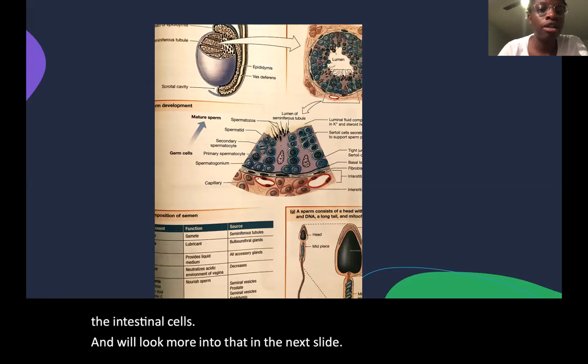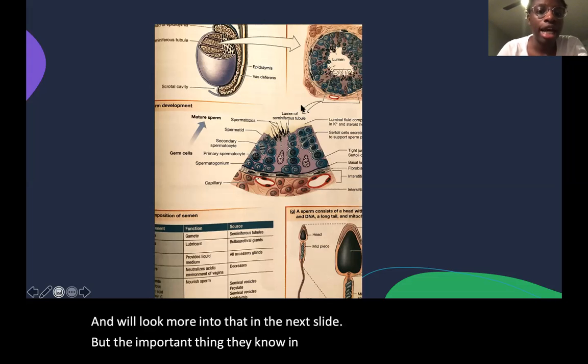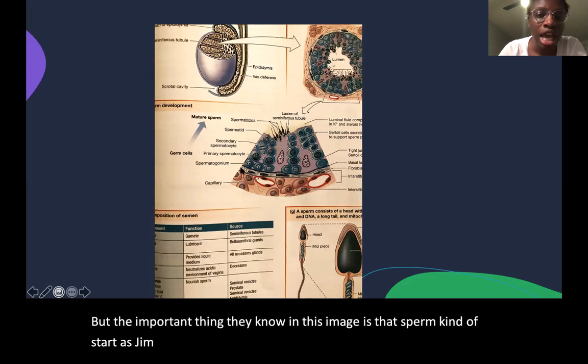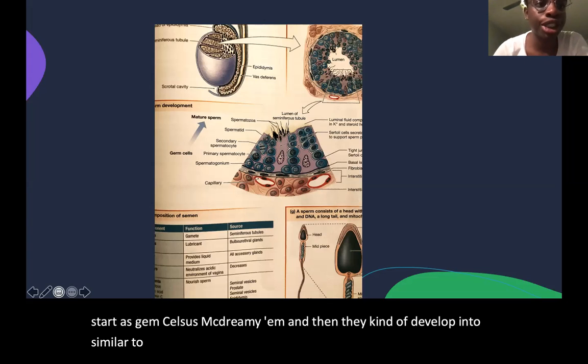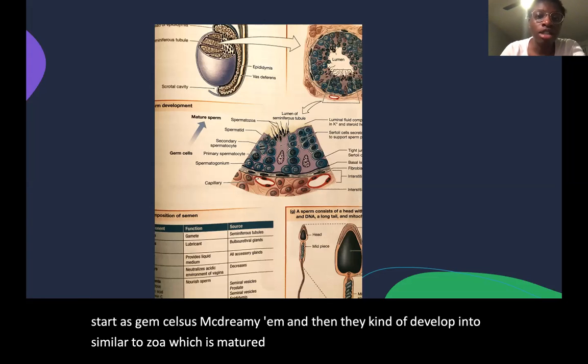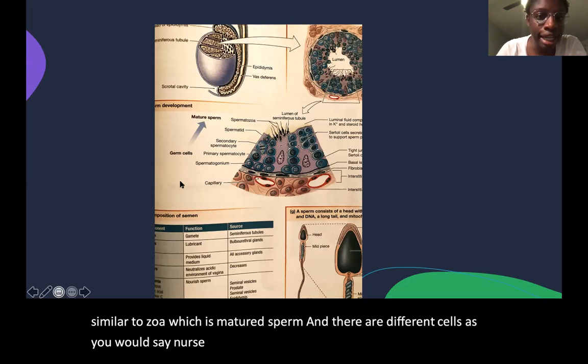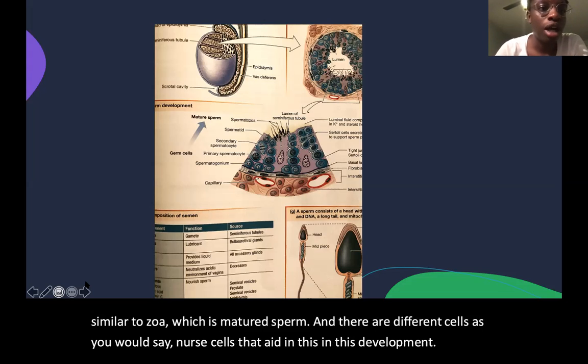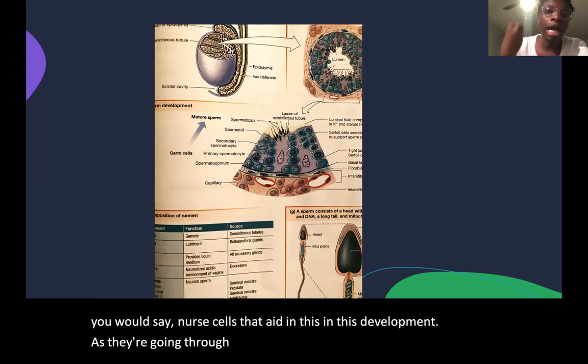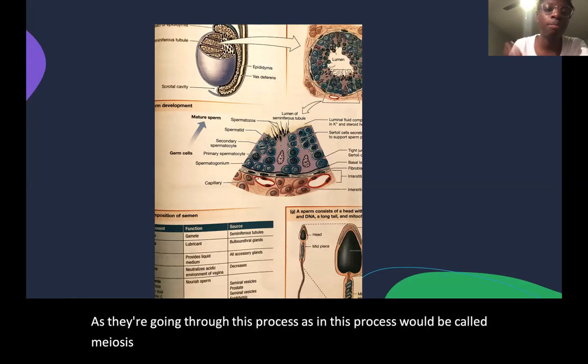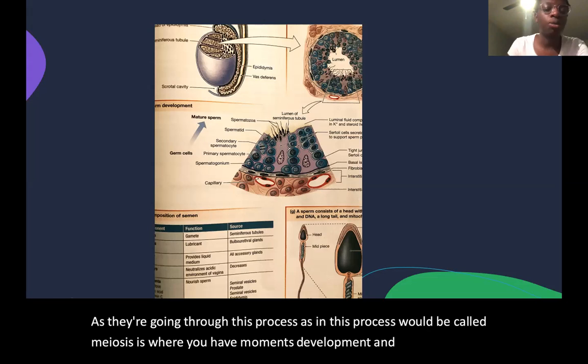But the important thing to know in this image is that sperm start as germ cells, as spermatogonia, and then they develop into spermatozoa, which is matured sperm. And there are different cells that aid in this development as they're going through this process. This process is called meiosis, where you have moments of development and dividing, and this is where it's occurring.